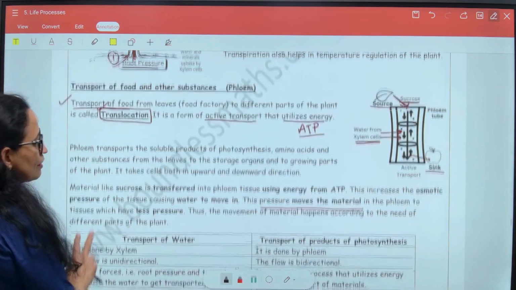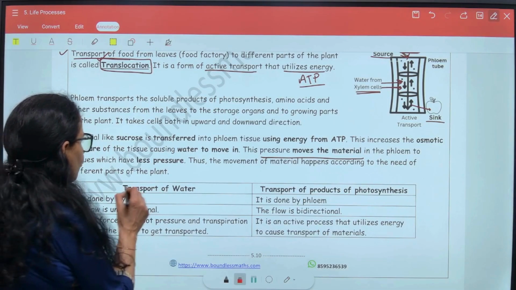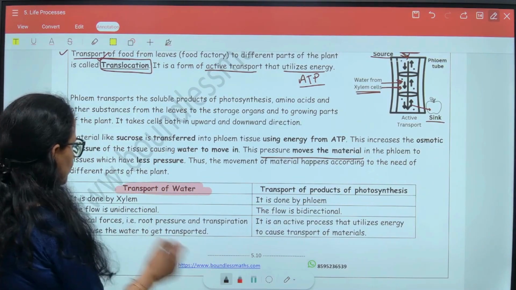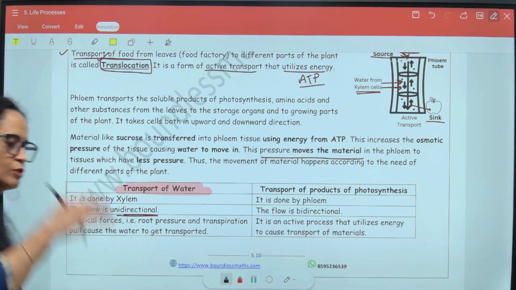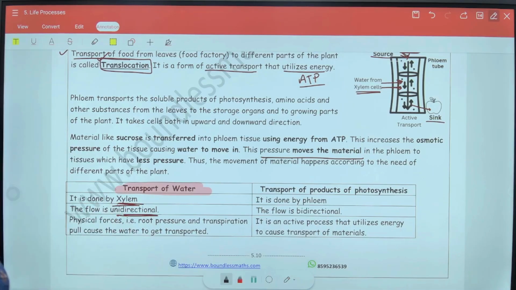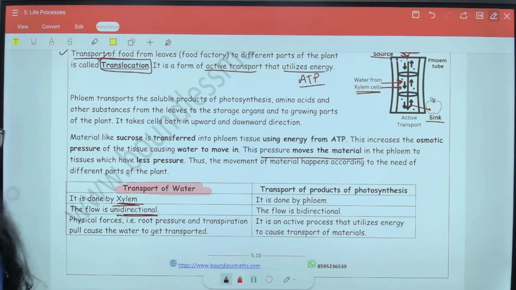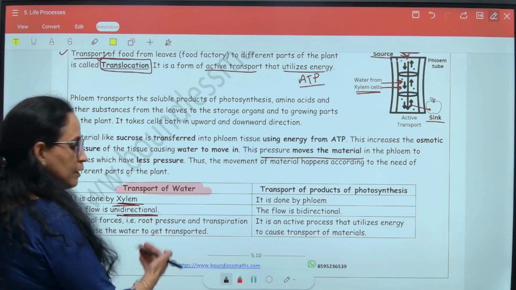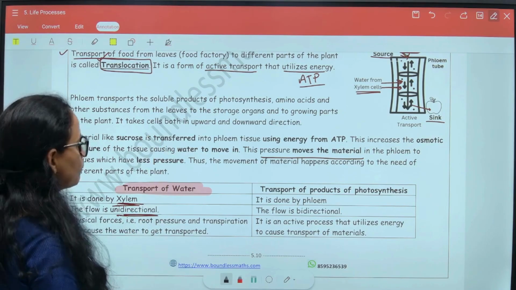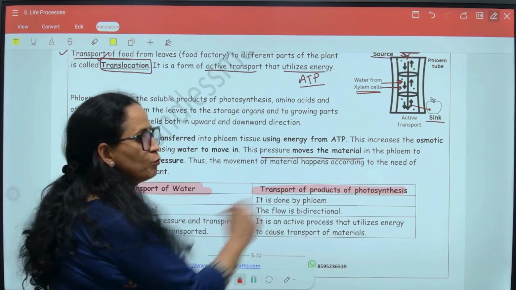Now what are the differences between the two processes? Transport of water is unidirectional from roots to the top, right? It is taken care of by the xylem tissue, which is in the central part of the cortex. Now the physical forces, that is root pressure and transpiration pull, are the two physical forces that help in transportation of water, right? Now transport of food prepared by the plant.